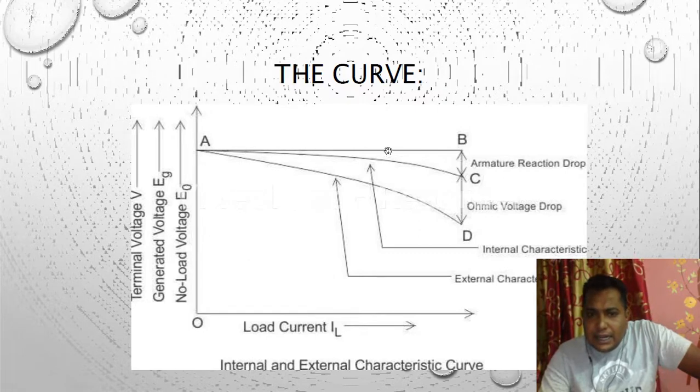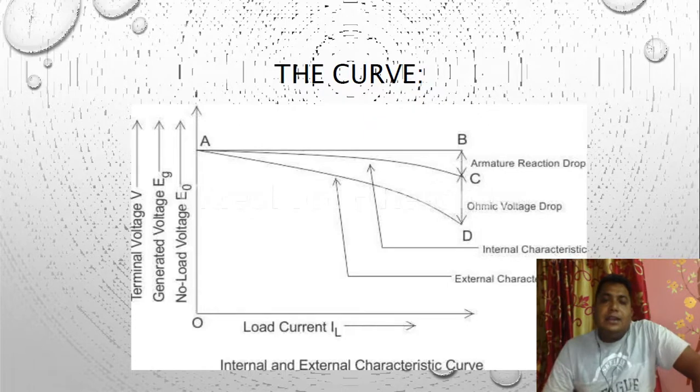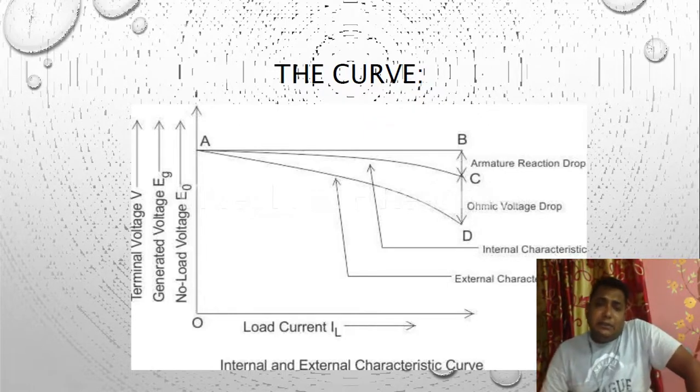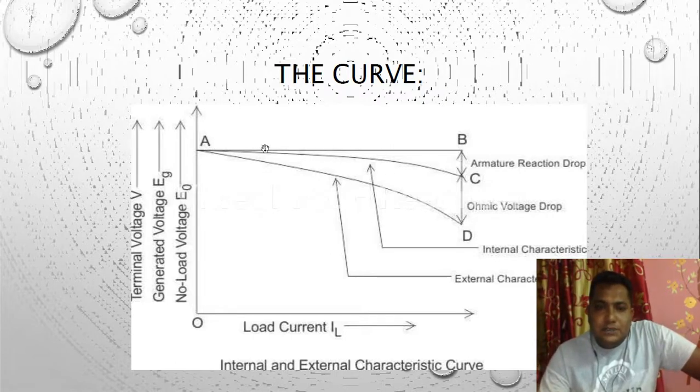This is the ideal case where there is no drop. So with the change of load current, the voltage is not going to be changed. Okay, this is the no load voltage, and this is the load current. The previous curve, whatever we have seen, is between the field current and the terminal voltage, or the no load generated voltage. And here we are just giving the load current versus the no load voltage, generated voltage, and terminal voltage. So this is the no load voltage, the first one. That is the ideal case where no drop is there.